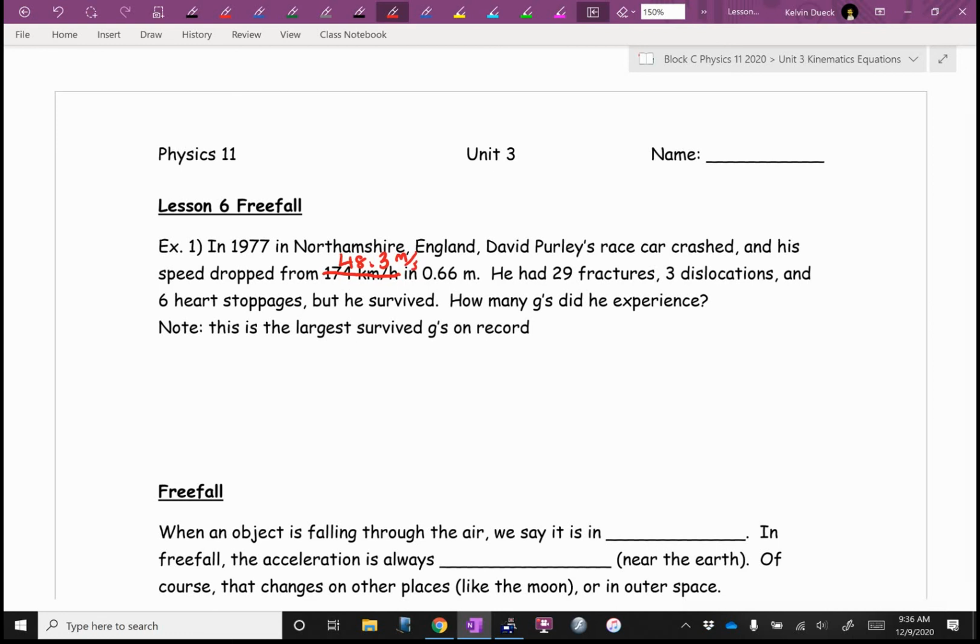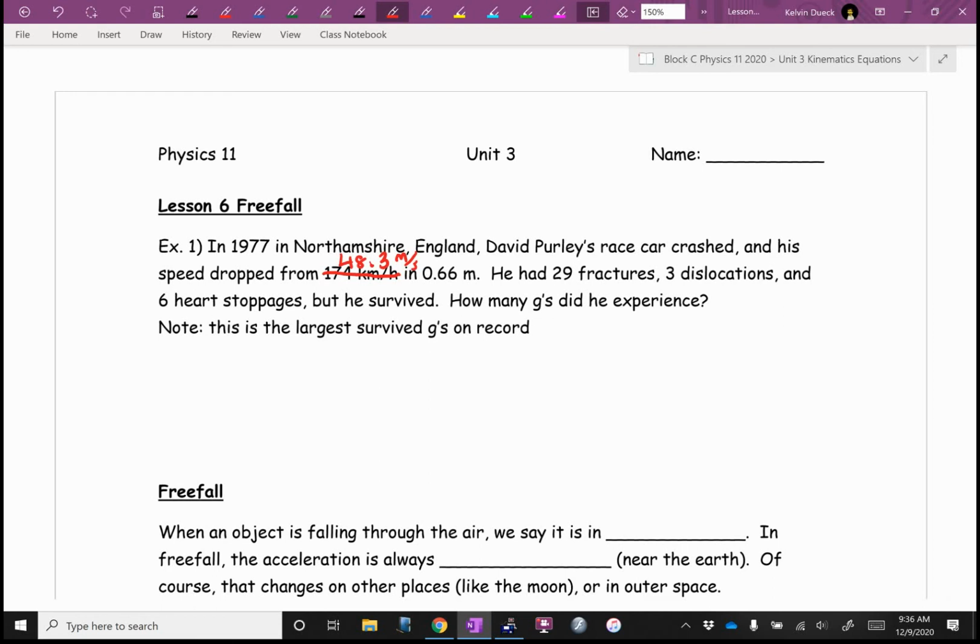He had 29 fractures. He had 3 dislocations. His heart stopped 6 times. He did survive, but he was permanently injured, but he survived. So this is what we have on record. How many G's did he experience? On your test, I will ask you at least once to calculate how many G's.